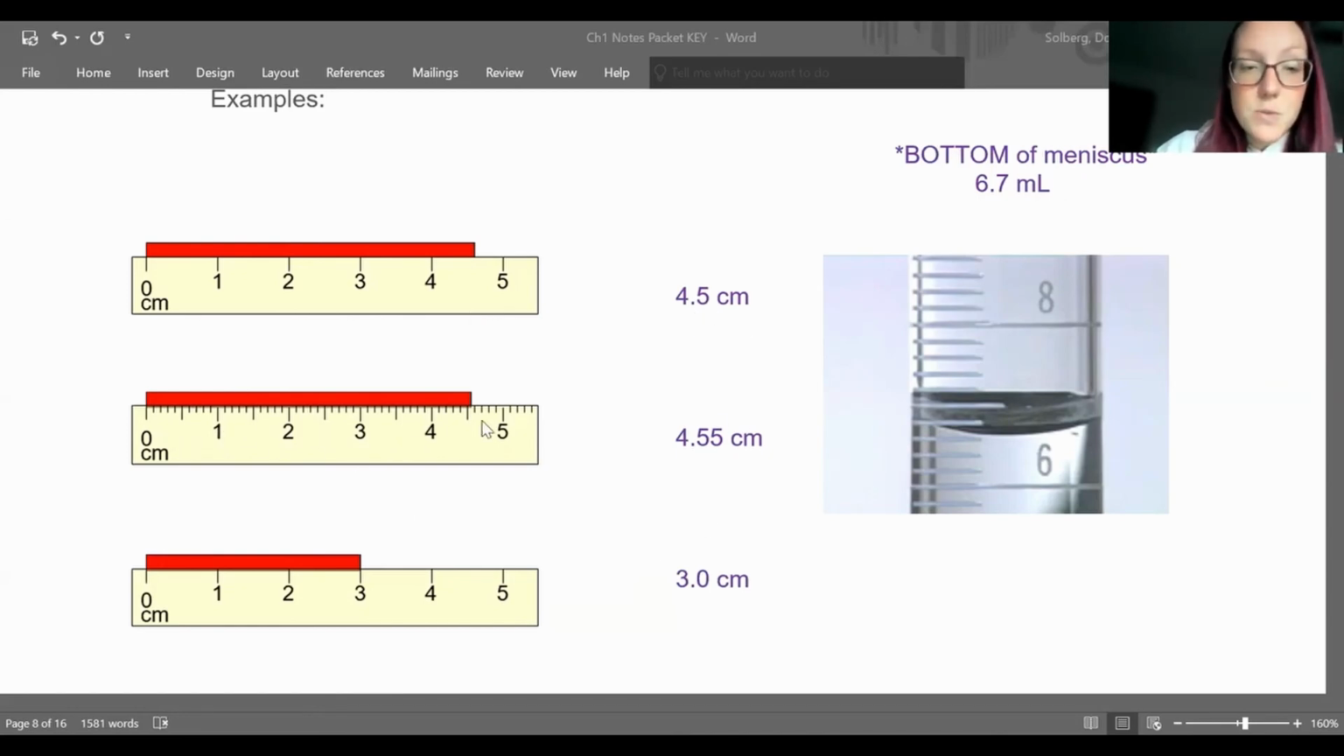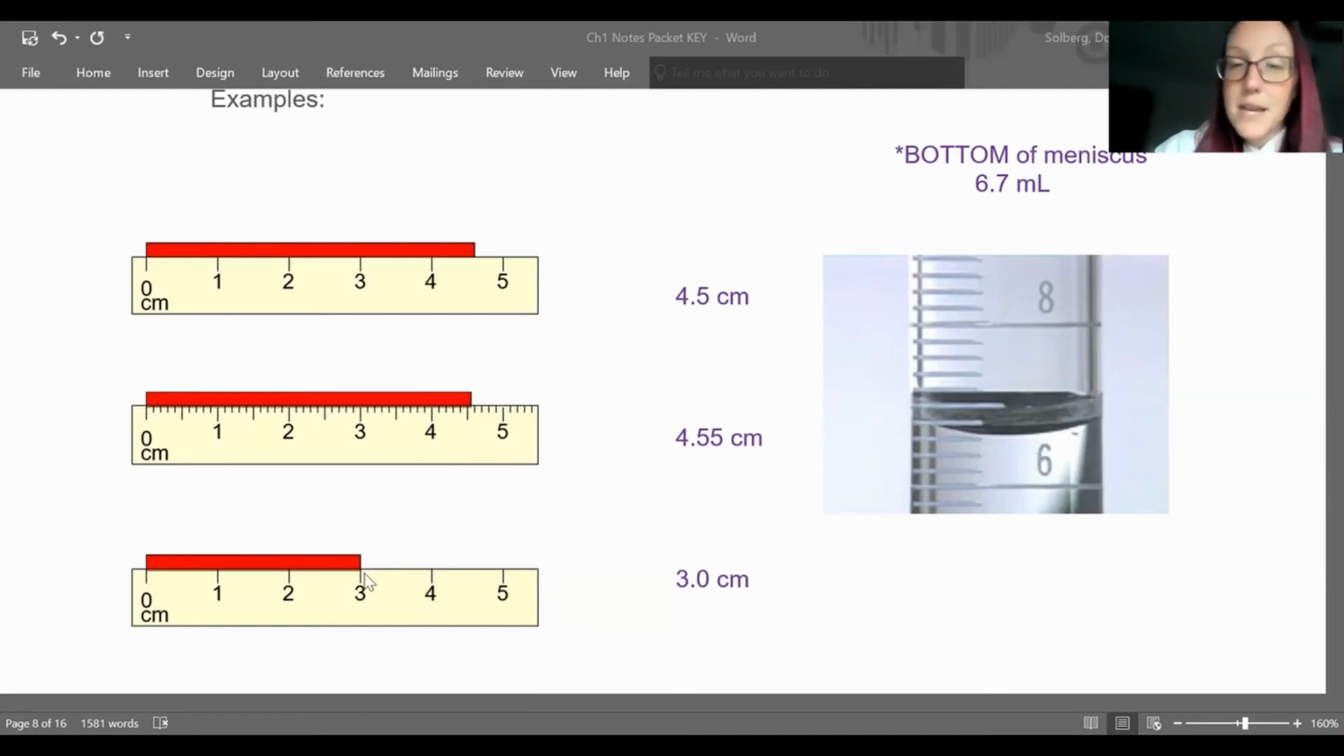However, if I use this ruler, I can definitely see that it's somewhere between 4.5 and 4.6. So I said it's 4.55 centimeters. You might have said 4.54 centimeters or 4.56 centimeters. Those would all be acceptable answers because that last digit is estimated.